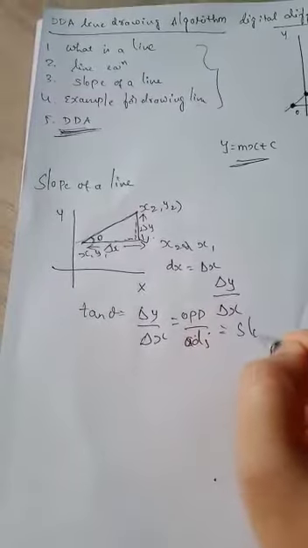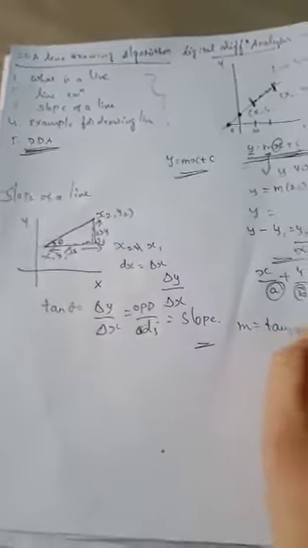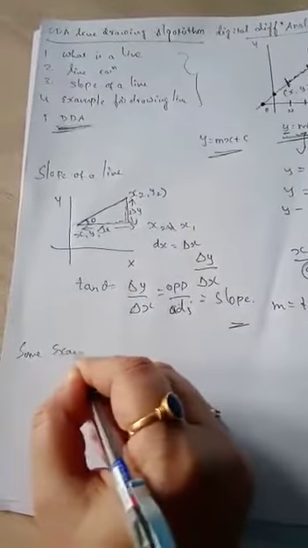It is nothing but the slope. Slope m is nothing but tan theta. If you substitute this in y is equal to mx plus c, m is taken as tan theta. Now some other examples we are giving.